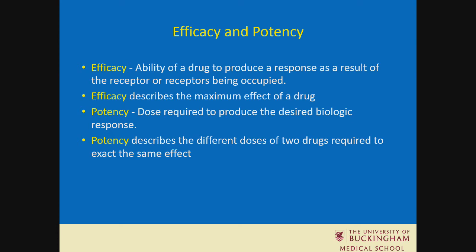Now, the potency is not the maximum effect, it's the dose required to produce what you want. So if you want to lower blood pressure by a certain amount or lower glucose by a certain amount, you'll fix your dose for that. And then if you compare one drug with another to cause, say, a 5 millimolar reduction in blood glucose, different drugs will do that at different doses, and that's potency.